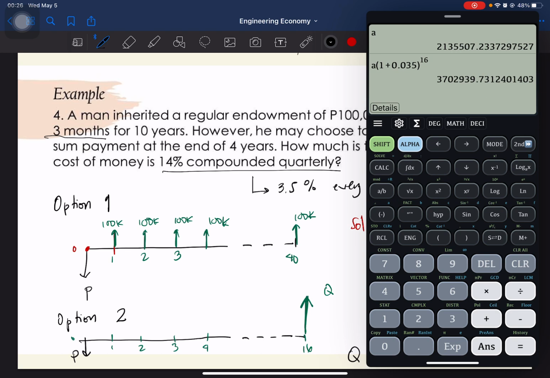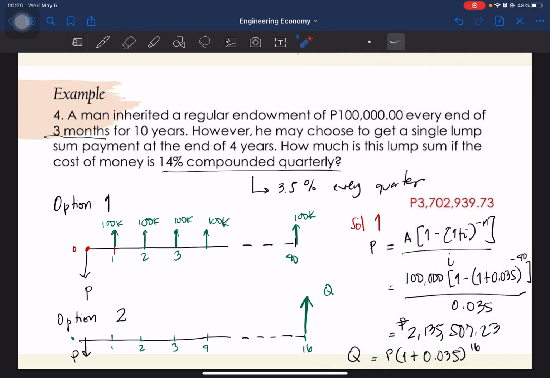Di ba? Halos doble. So, mag-aantay ka lang ng 4 na taon. Then, your inheritance is doubled. Tama? So, ito yung makukuha mo after 4 years. 3,732,939.73. That's your answer. Okay? Yun na yun.